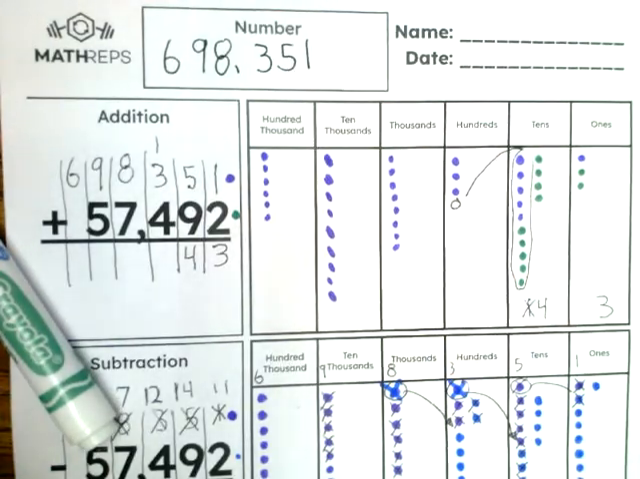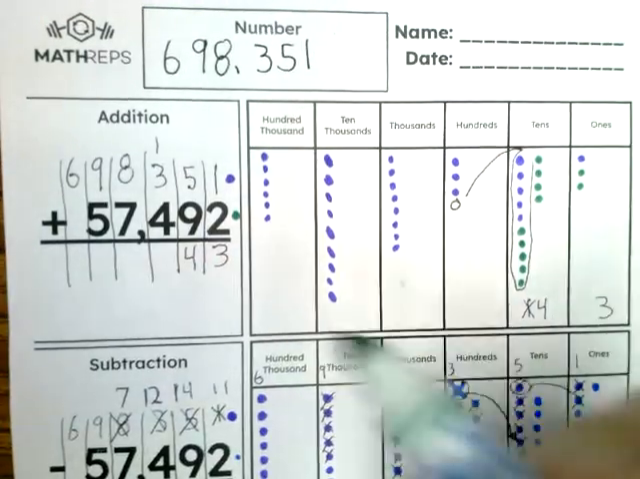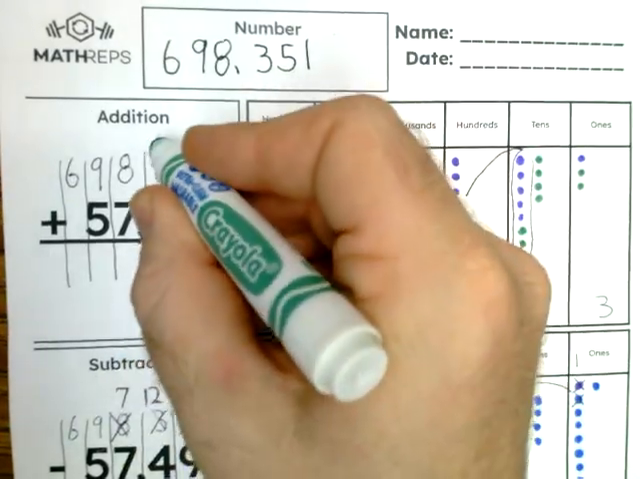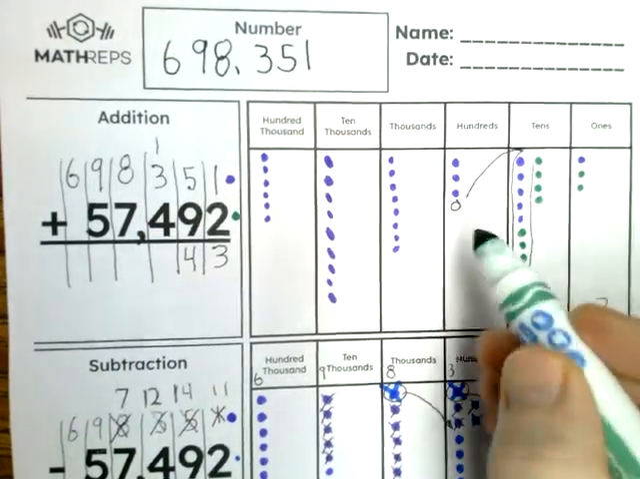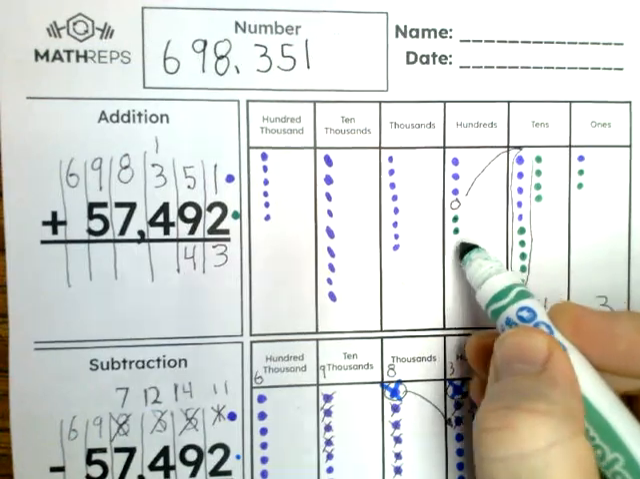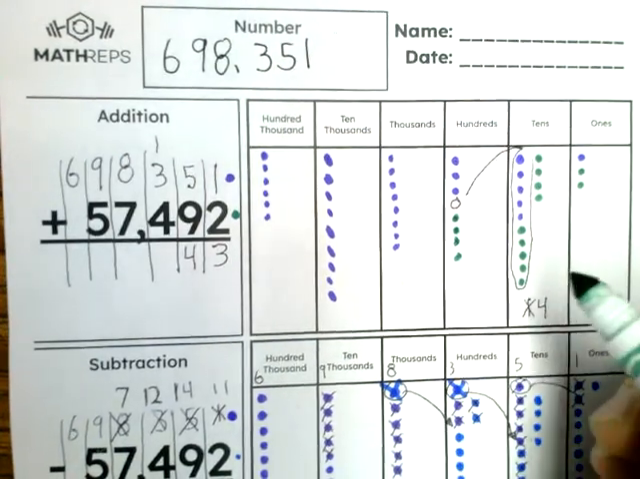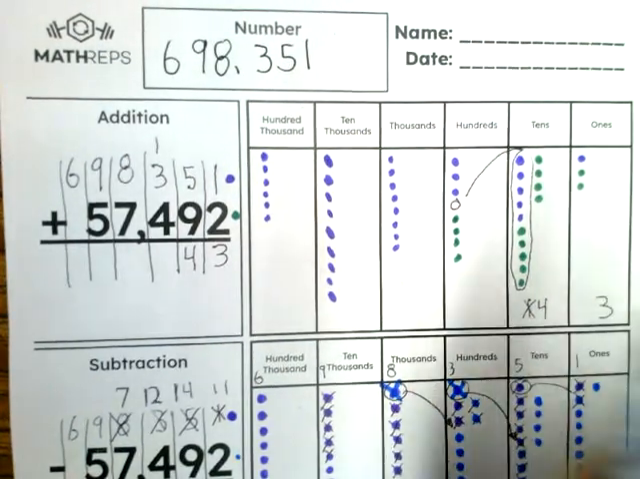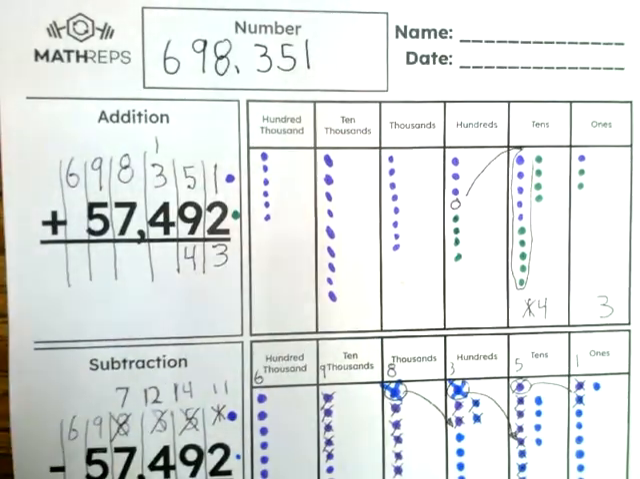All right. So now we have 3 and 1, 3 and 1, and we're going to add 4. 1, 2, 3, 4. So we have 4 plus 4, and 4 plus 4 is what, everybody?